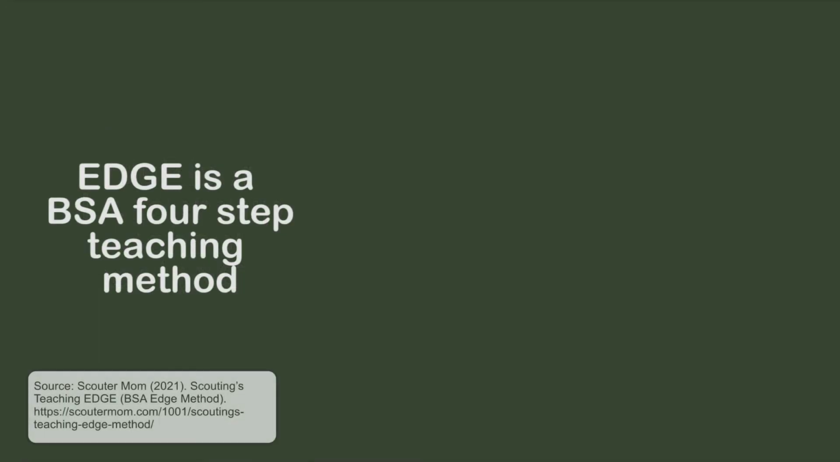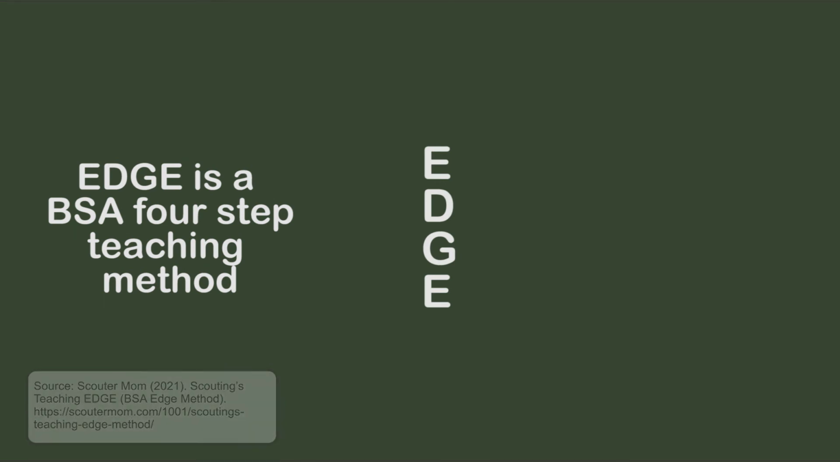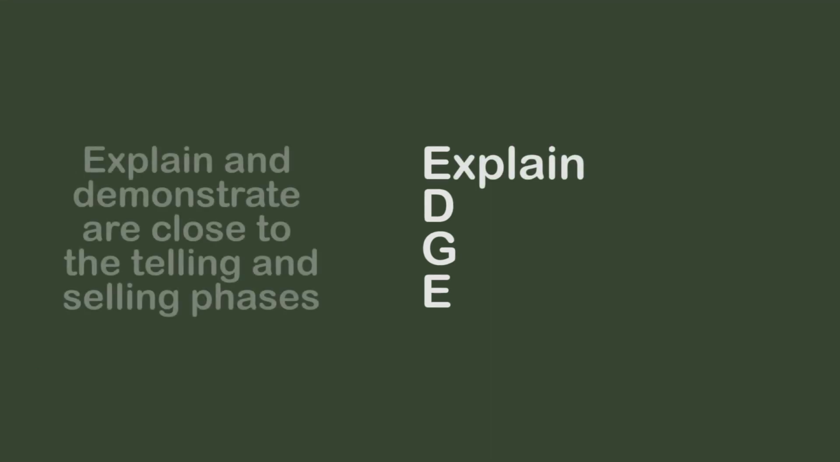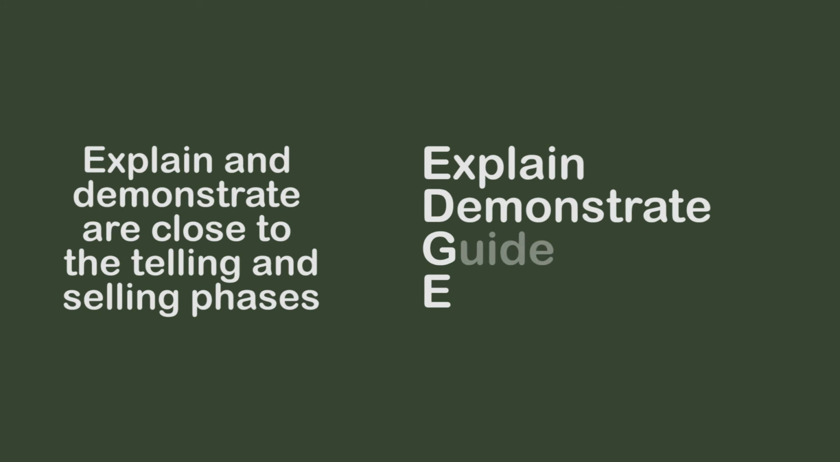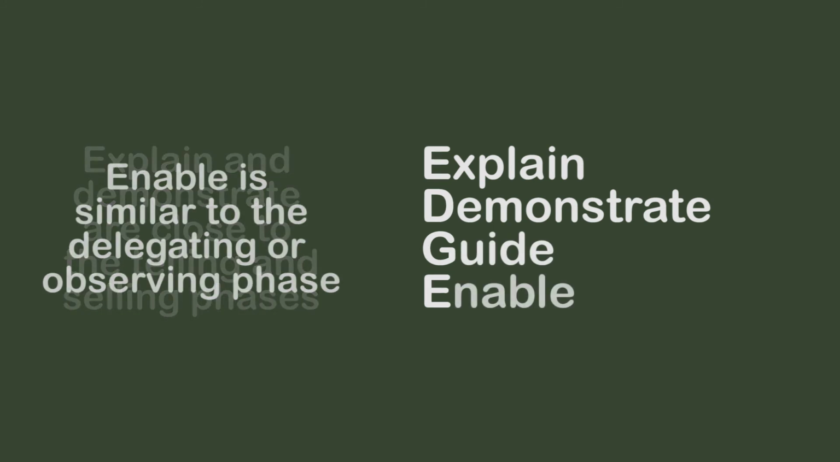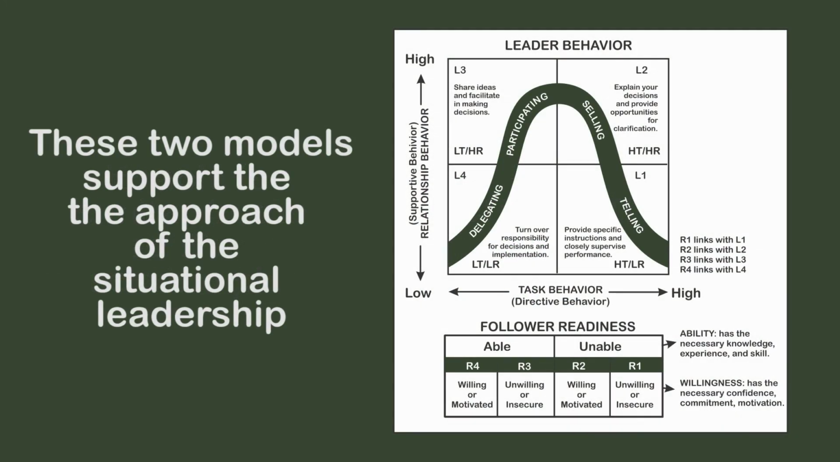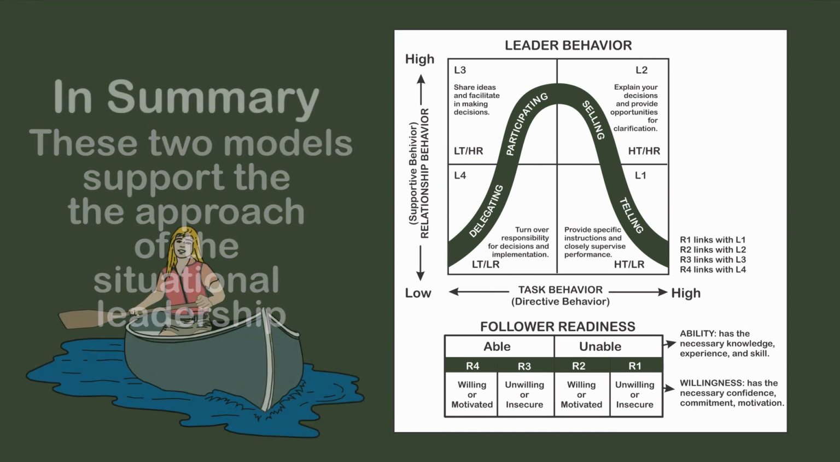The Boy Scouts of America EDGE acronym denotes a 4-step teaching method. Explain what will be done, demonstrate it, guide and coach them as they practice a skill, enable or observe them to do the skill without intervention. In both models, there is movement from being directive to delegating or observing.